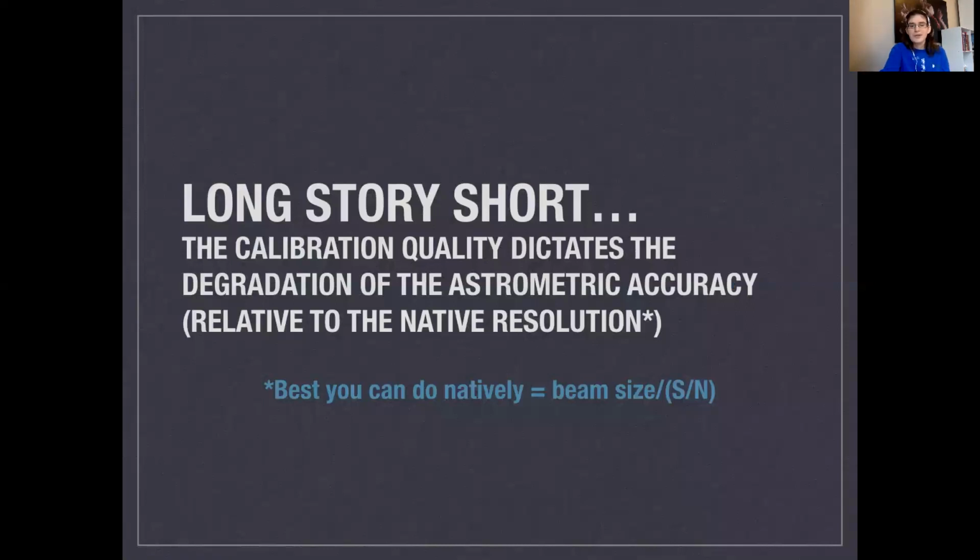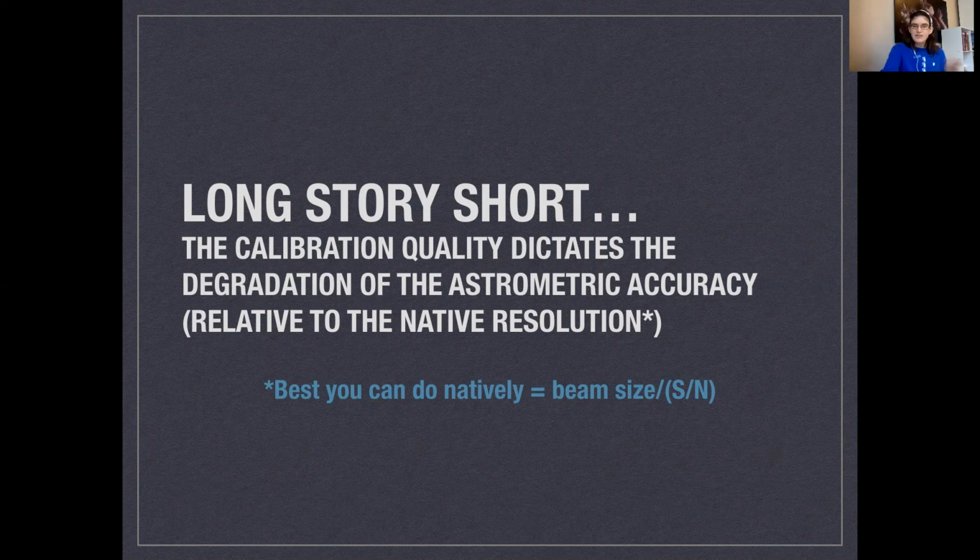So long story short, the quality of our calibration solutions dictates the amount of degradation of the astrometric accuracy of our positions relative to the native instrumental resolution. The best you can do is the beam size divided by the signal to noise. You can only do worse from there if your models aren't quite right. In other words, if you start with higher angular resolution, then the same quality of calibration as a lower resolution instrument will still give you a higher level of accuracy in the position because you've started off with higher accuracy.